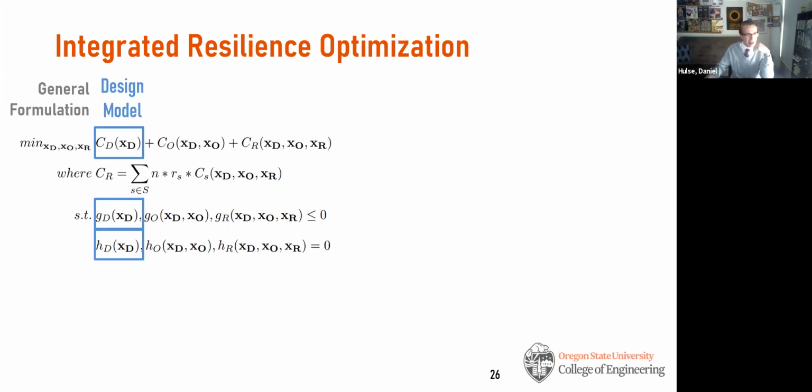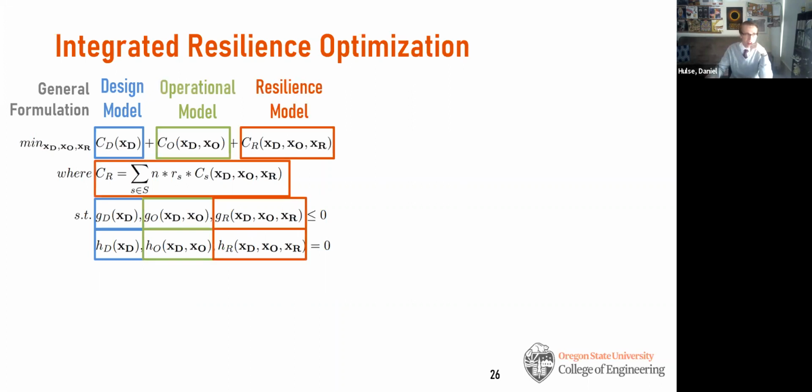And there is a relationship. For the design model, you only optimize design variables. The operational model is a function of both design and operational variables. And then the resilience model is a function of the design, operations, and resilience variables. And the one other thing that specifies the form of this model is that the resilience cost function for the resilience model follows the form that we provided in the first chapter, which is that it's an expected cost over a number of different scenarios.